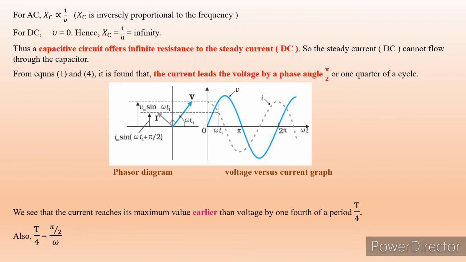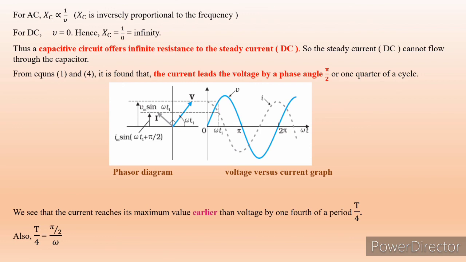For AC, Xc is inversely proportional to the frequency. For DC, frequency nu equal to 0. Hence, Xc is equal to 1 by 0, that is equal to infinity. Thus, a capacitive circuit offers infinite resistance to the steady current DC. So, the steady current DC cannot flow through the capacitor.